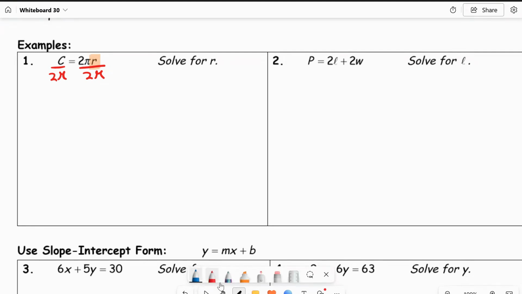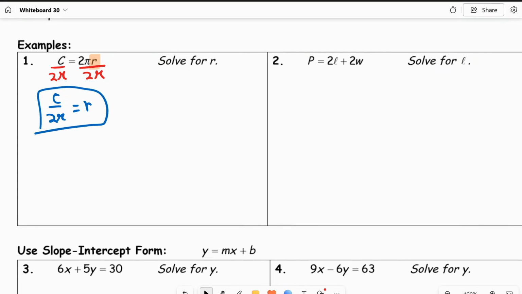Okay, on the left side here, we would have C divided by 2 pi. Since C is also a variable, you just leave it as a fraction, and that equals r. And since r is all by itself, we can leave that as our final answer.